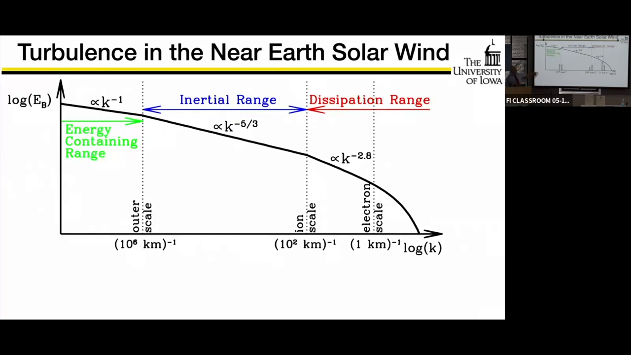And then it reaches down to the ion scales. This is a scale of approximately the ion Larmor radius of about 100 kilometers. And at that point, the spectrum has another break and it steepens to about K to the minus 2.8. And then you get down to the electron scales at 1 kilometer, and everything at the ion scales and below we call the dissipation range. And this is where we expect most of those dissipation mechanisms to act.